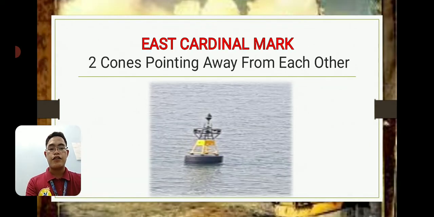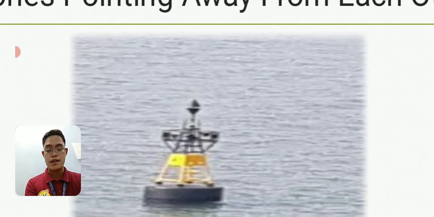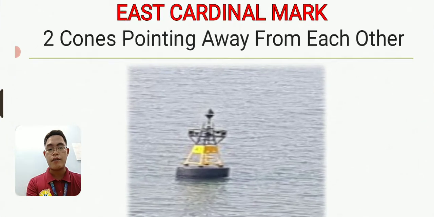Next, for the east cardinal mark, two cones pointing away from each other. So they are away from each other. You can see the cones, it is just like an arrow. They are far away from each other.